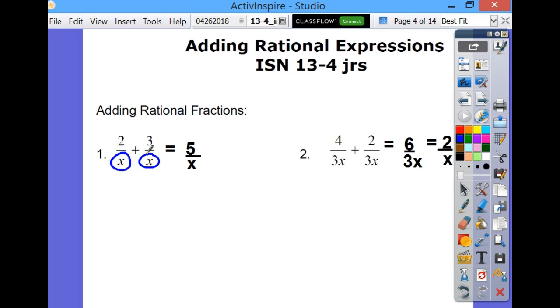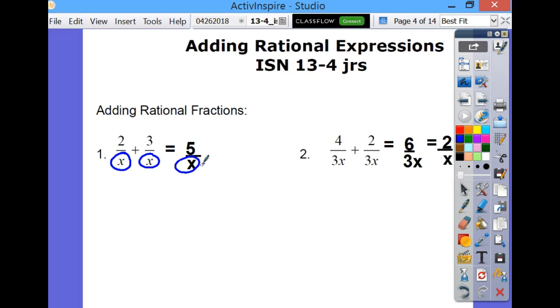Do you see that this example number 1 has a common denominator? So the answer will have a common denominator. The same common denominator is in the answer, and to add fractions, you find a common denominator first, and then you add the numerators. And so this is the answer when you add the numerators.